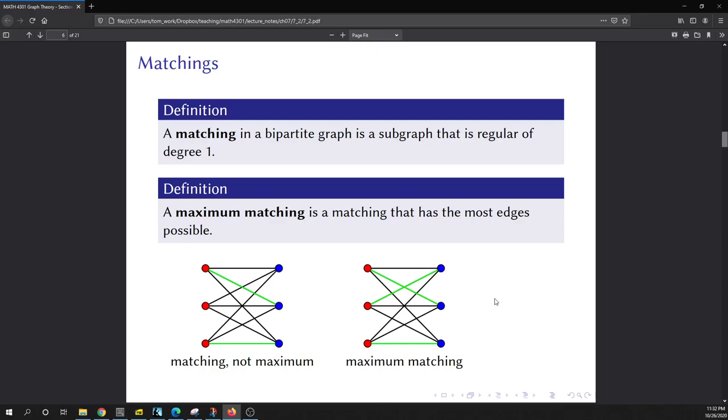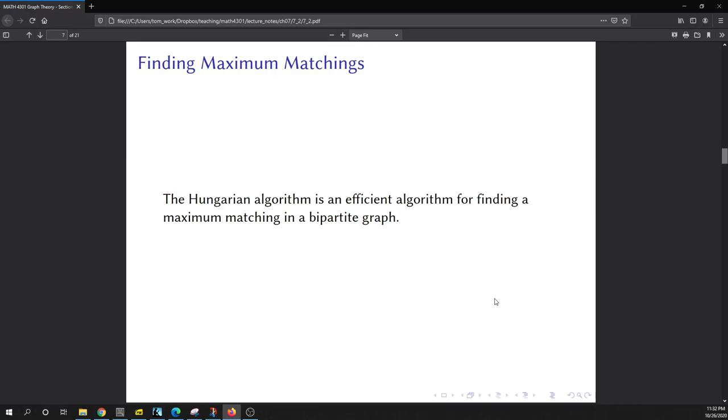All right, so what we want to be able to do is, given a bipartite graph, find a maximum matching in an efficient way. So we're after an efficient algorithm for finding a maximum matching in a bipartite graph, and there's an algorithm called the Hungarian algorithm for finding the maximum matching in a bipartite graph.